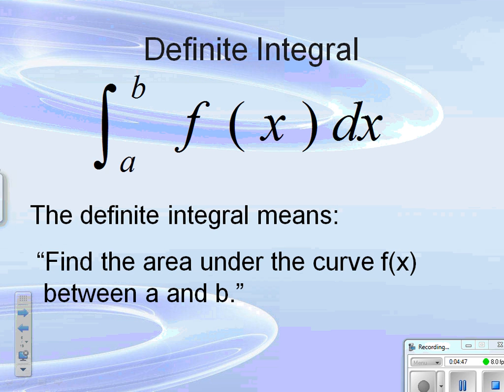Here's the big idea for the day. If you're given a definite integral, what they're asking me to find right here is the area under the curve function f between x coordinates a and b. Today it really comes down to being a bunch of geometry questions.